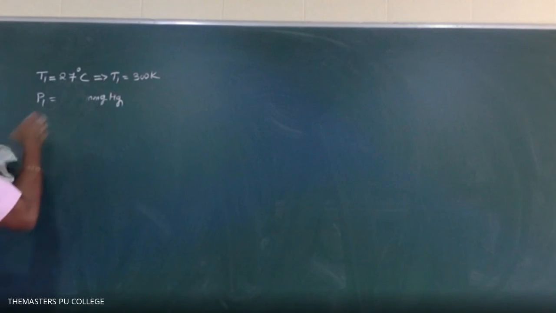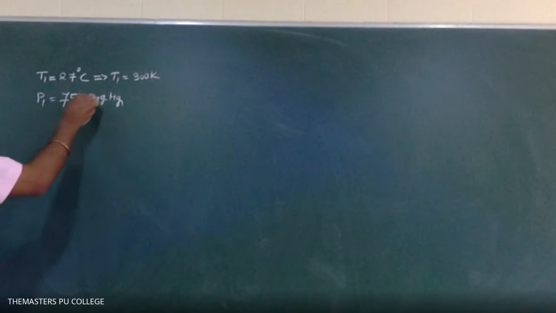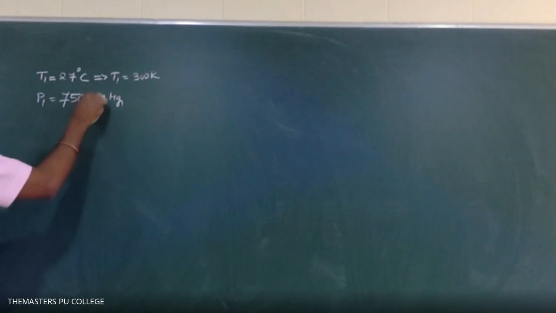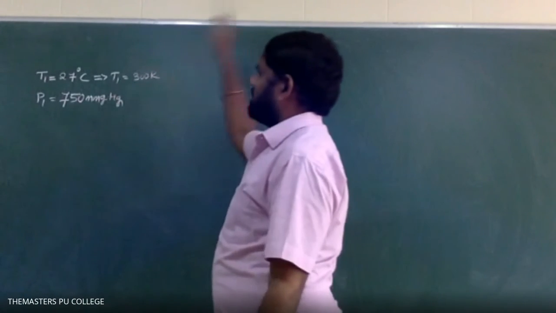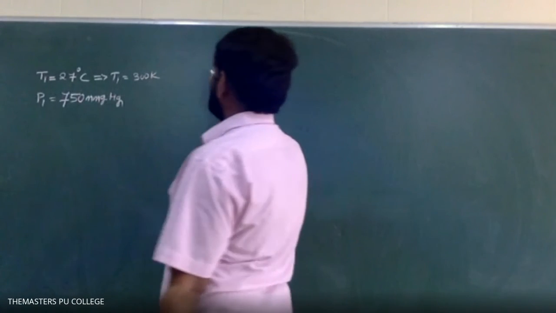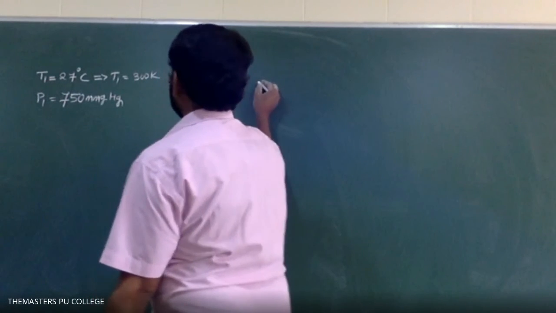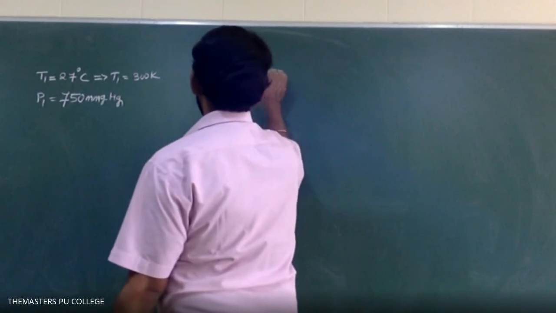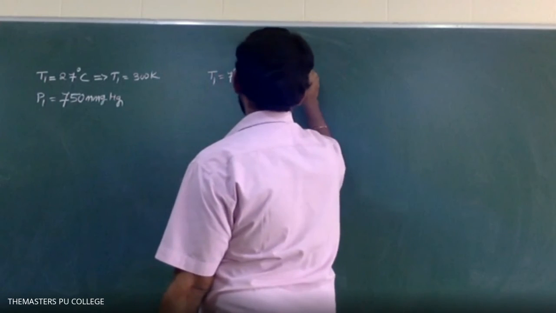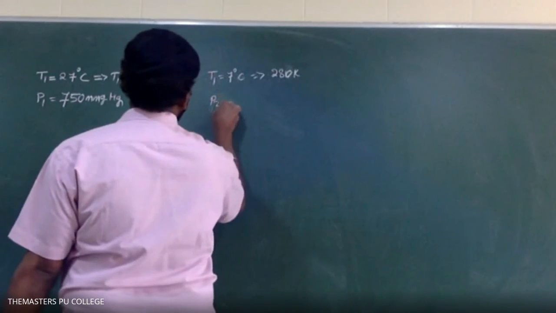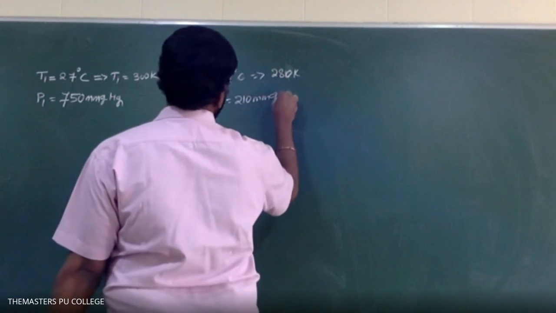750 only. This is 750 millimeter of Hg. So now he has gone to the top of the mountain where the temperature is 7 degrees centigrade. That implies 7 degrees centigrade means 280 Kelvin, where the pressure P2 equals 210 millimeter of Hg.